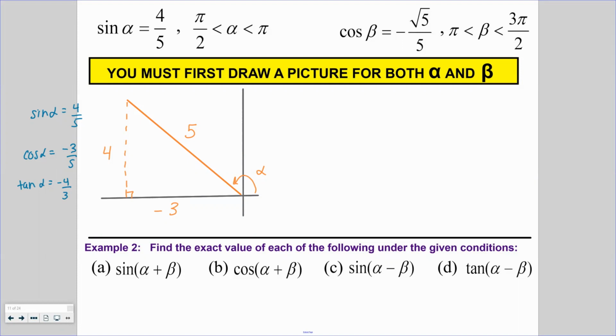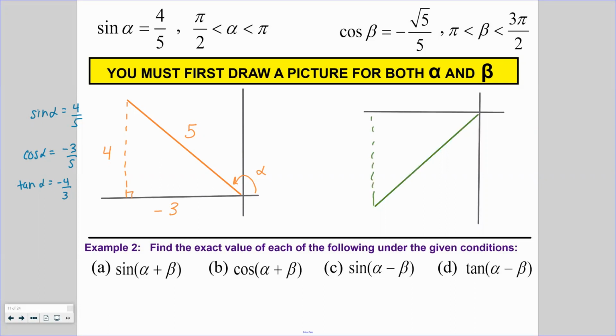I'm going to move over to beta, draw the picture for beta, the diagram. Beta, we're told, is between pi and 3π/2. That is down in the third quadrant. So let's sketch the third quadrant. Don't need any other quadrant in your diagrams. Angle is going to go to the third quadrant. It's a sketch, right? It doesn't matter where the angle is, you guys.